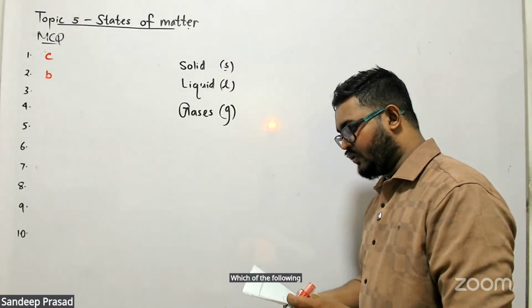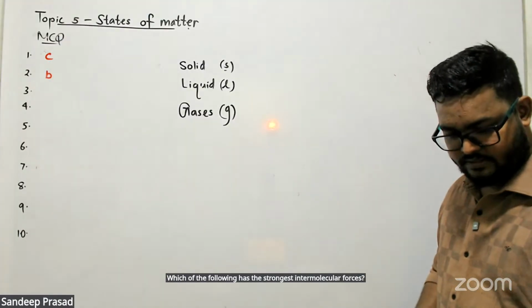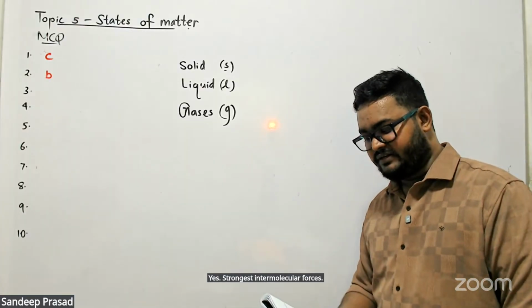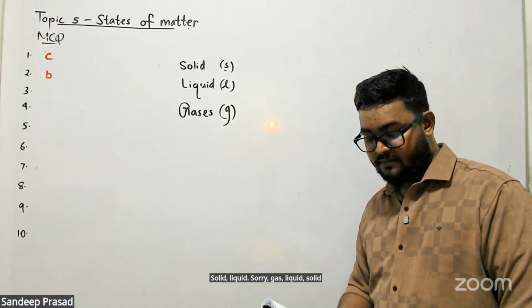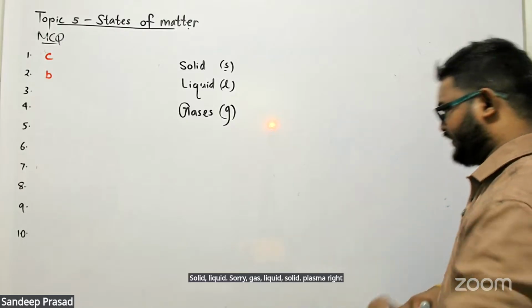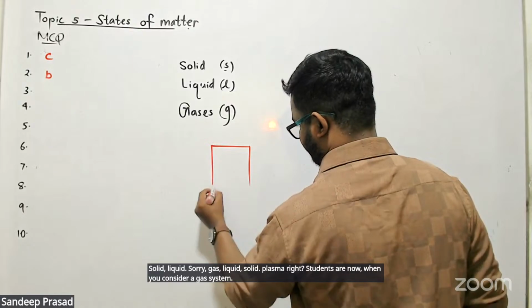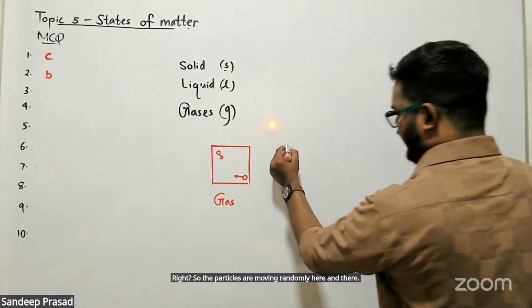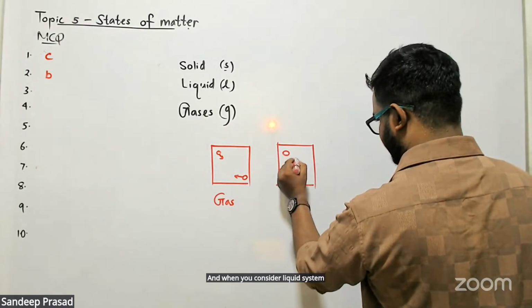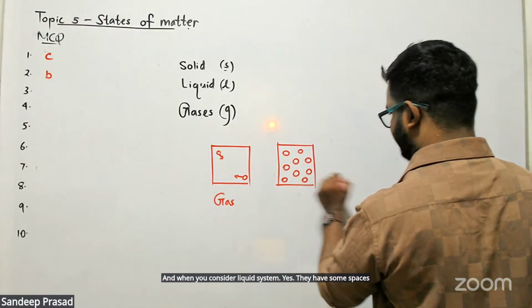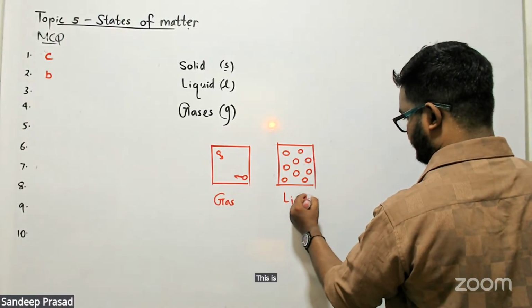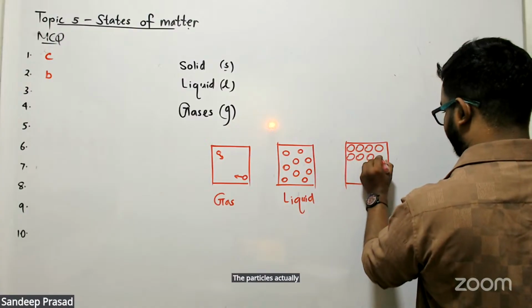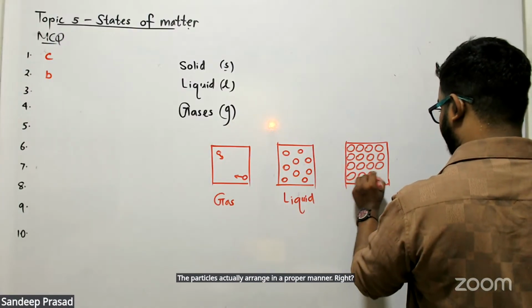Which of the following has the strongest intermolecular forces? Solid, liquid, gas, plasma. Students, now when you consider a gas system, the particles are moving randomly here and there. And when you consider a liquid system, yes, they have some spaces, right? They are arranged in this way. This is liquid. But when you consider solid particles, the particles actually arrange in a proper manner. In this way, they are very close.